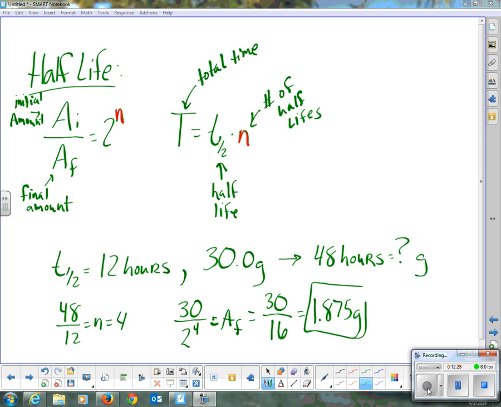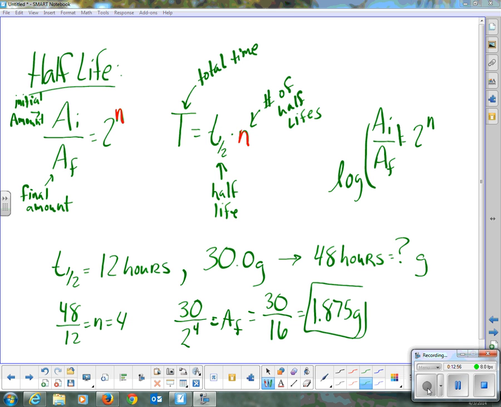Now we should be able to find time. We should be able to do these calculations when the n is not a pretty number, when it's like 4.5 or 3.2. Remember that if I am using the equation AI divided by AF equals 2 to the n, and I've got a funky number up here, I need to log both sides.